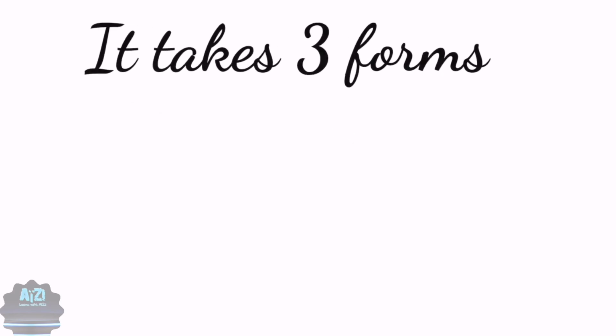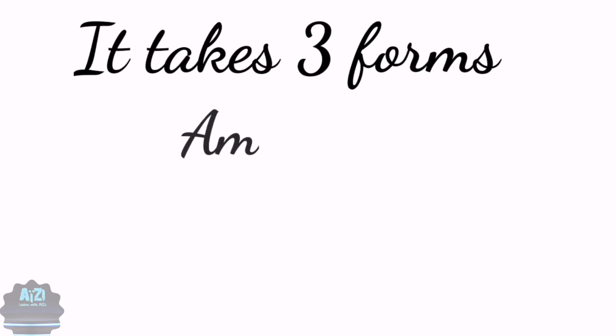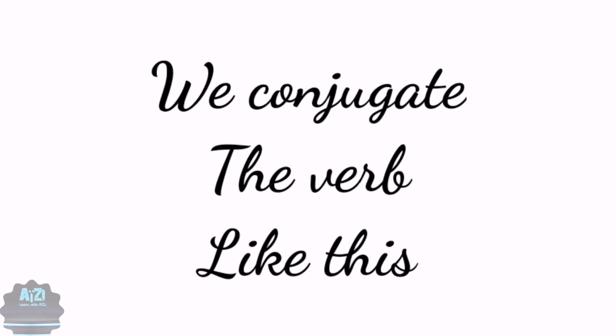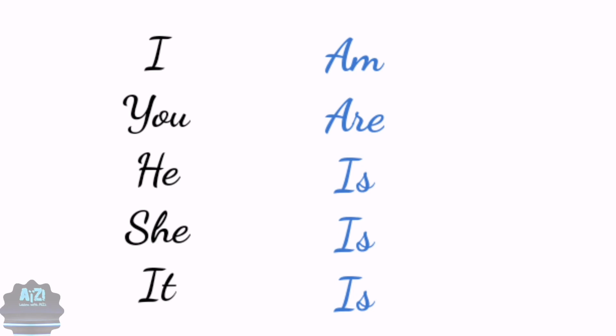Verb to be. It takes 3 forms: am, are, is. Here is how we conjugate the verb. Let's start with the full form. We say I am, you are, he is, she is, it is. We are, you are, they are.